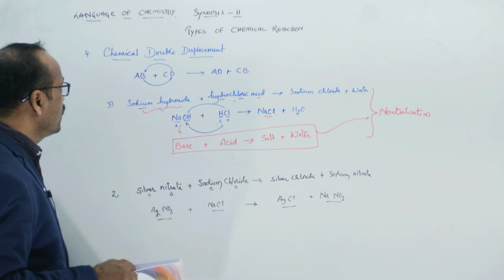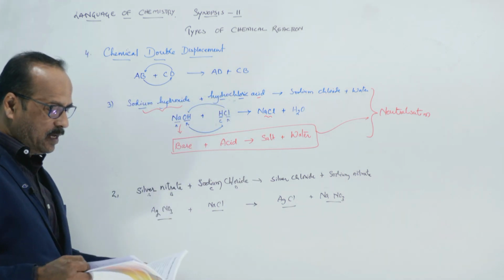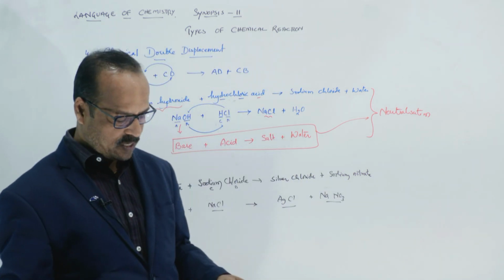Just now I told you, see here. AB plus CD gives rise to AD plus CB. The same thing is here. So this represents which type of reaction? Double displacement reaction. Very good.